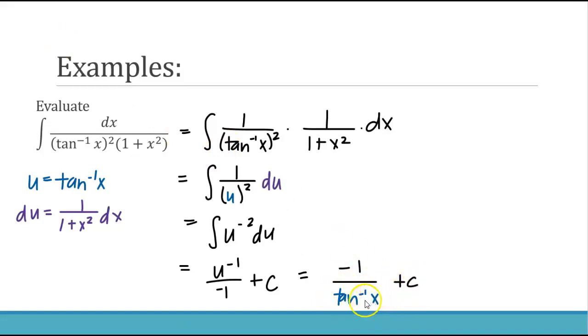And this is a good time to mention that we can't bring this to the top and make it tan x, as if this was a power. This is just the notation for inverse, like arctangent. So we can't move it to the top and make it tangent. And sometimes people want to do that. So this is my answer.